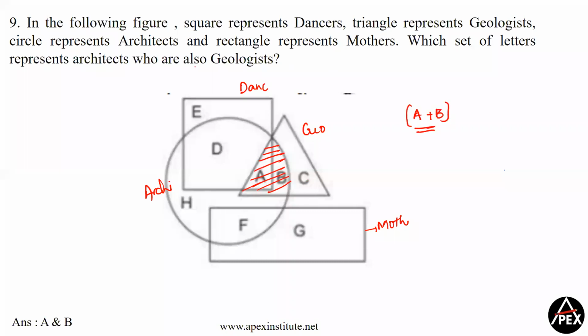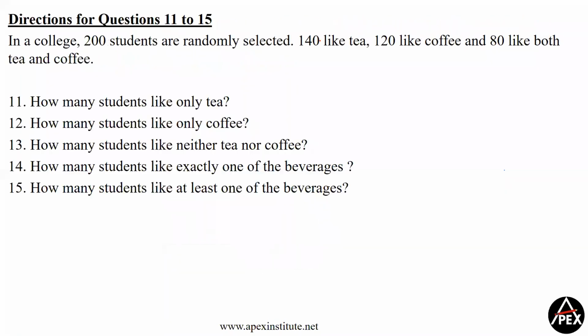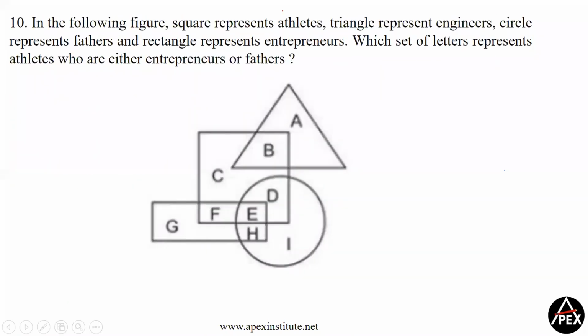So if it is given that who are only geologists, then the answer will be B. Or who are geologists, not dancers, then the answer will be B. Otherwise, the answer will be A plus B. Clear, guys? Quick responses. Okay. Now, the last question of this kind. Then we'll move to questions on set theory.